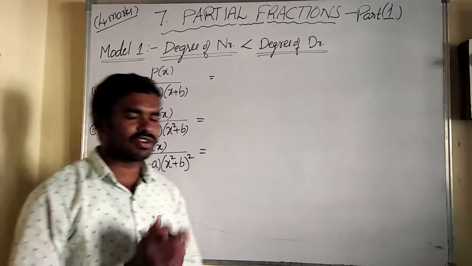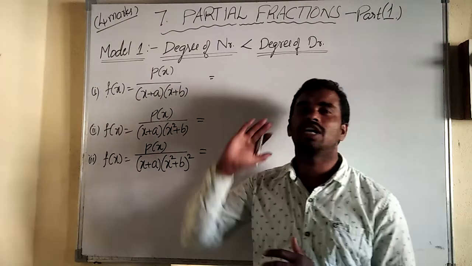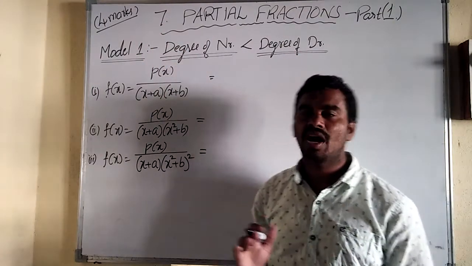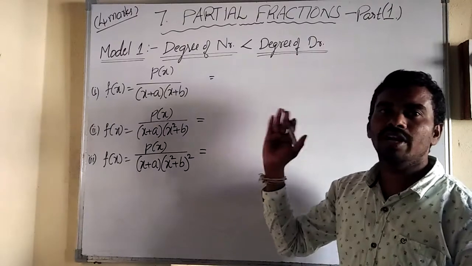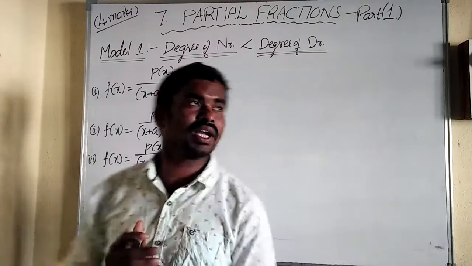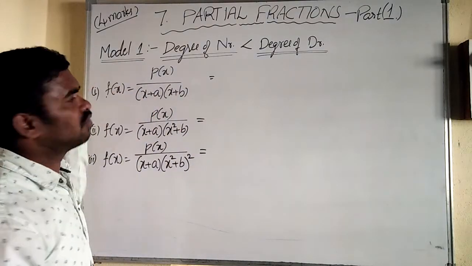Now, in this class, we are going to learn Intermediate Second Year Mathematics 2A, 7th chapter, Partial Fractions. Of course, from this chapter, only 4 marks questions are there. Within 2 parts, I will try to complete. In this part 1, we are going to learn model 1.